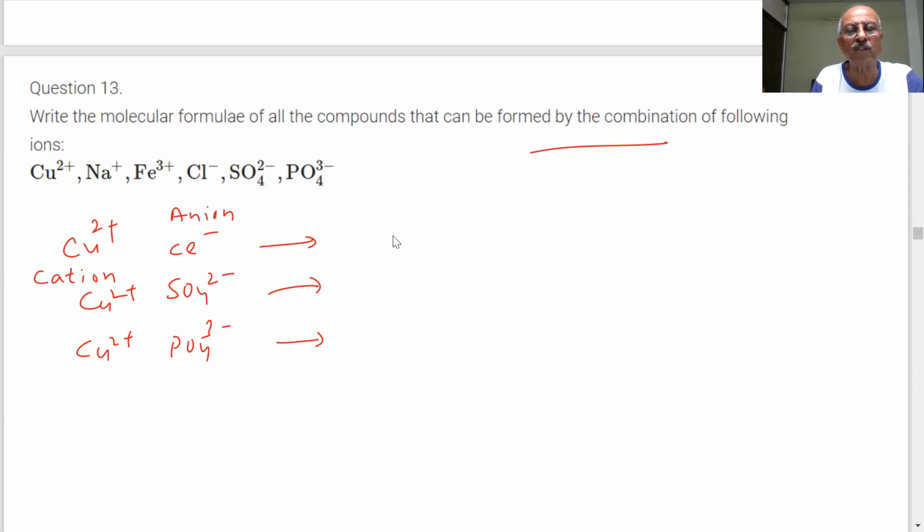What will be copper and Cl minus? Valency 2 and 1. Copper and Cl, valency 2 and valency 1. Then what happens? What does it become? CuCl2. Here 2, 2. Then what is the formula? Cu2SO4 twice, which will be CuSO4.